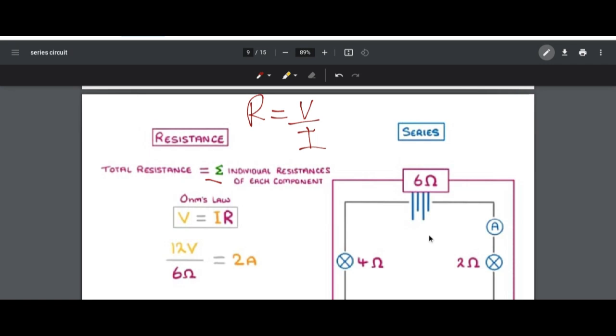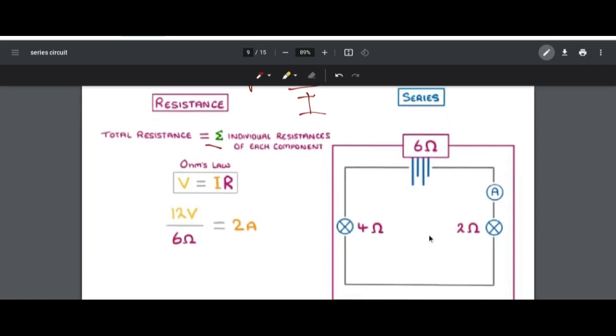As an example, let's imagine that this lamp on the left had a resistance of 4 ohms, and the other one had a resistance of 2 ohms. Then the total resistance of our circuit would be 4 plus 2, so 6 ohms. Now that we know the total resistance of our circuit, we can use Ohm's law to calculate the current.